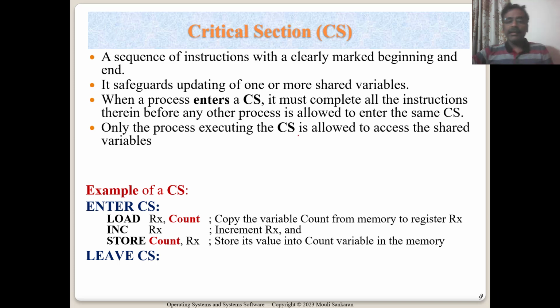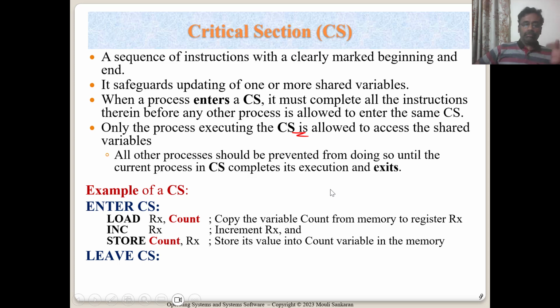So only the process executing the CS is allowed to access the shared variables. Shared variables will only be there in the critical section piece of code. So here the count is a shared variable. Okay, remember the count is a shared variable and the set of instructions is a critical section. And mutual exclusion is achieved by using enter CS and leave CS. Mutual exclusion is achieved by allowing only one process to execute this set of instructions.